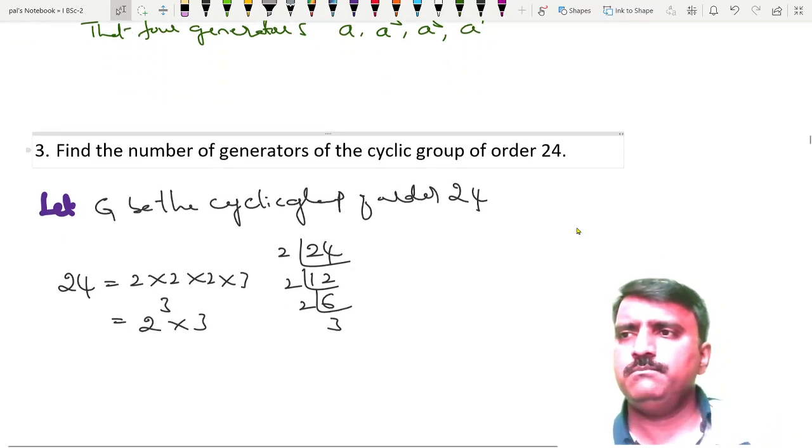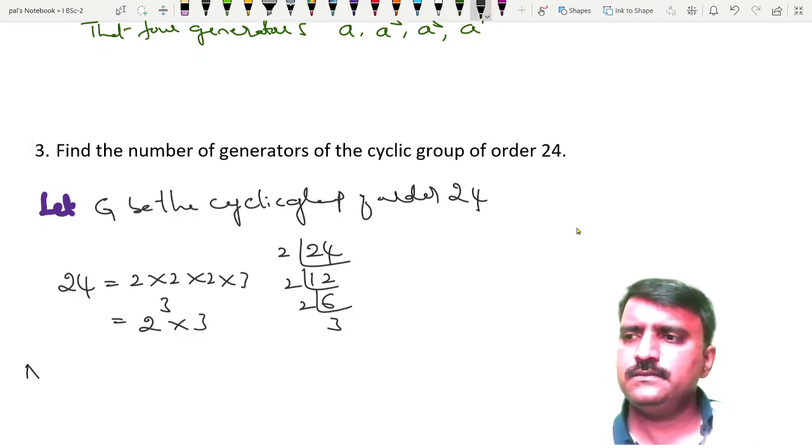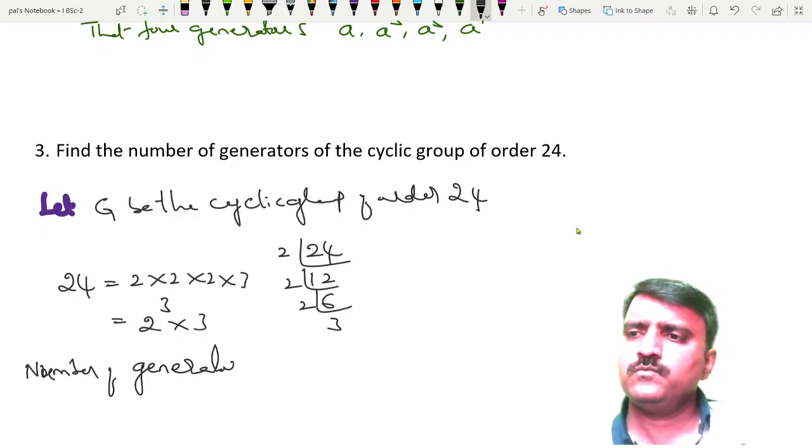So the number of generators of G is equal to phi of 24.